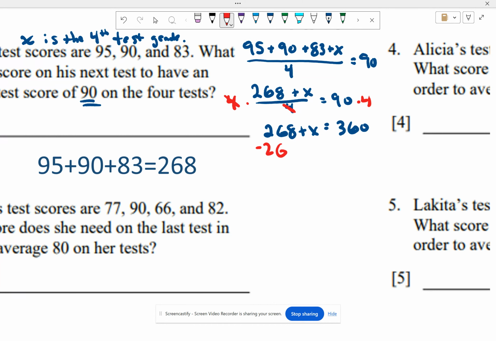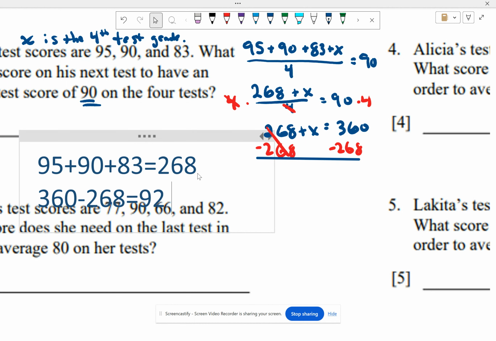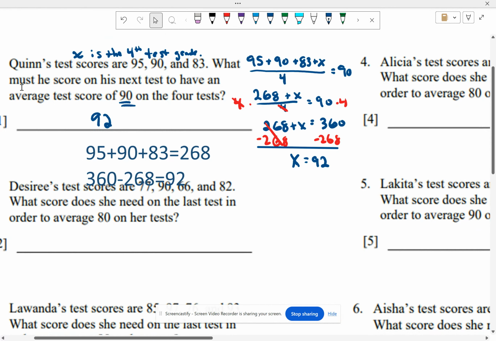So if we subtract 268 on both sides, 360 minus 268. If any of you guessed 92, you'd be correct. Quinn needs a 92 on his last grade. If he scores a 92, then he'll have a 90 average of those 4 tests. So that's number 1 with Quinn.